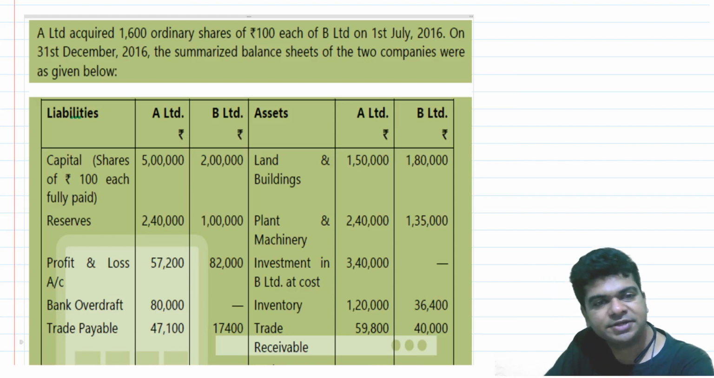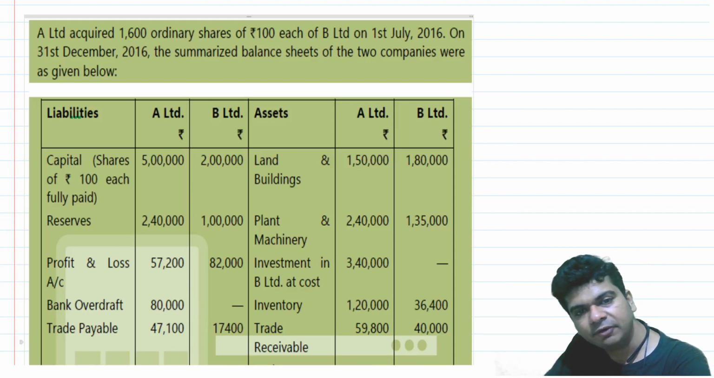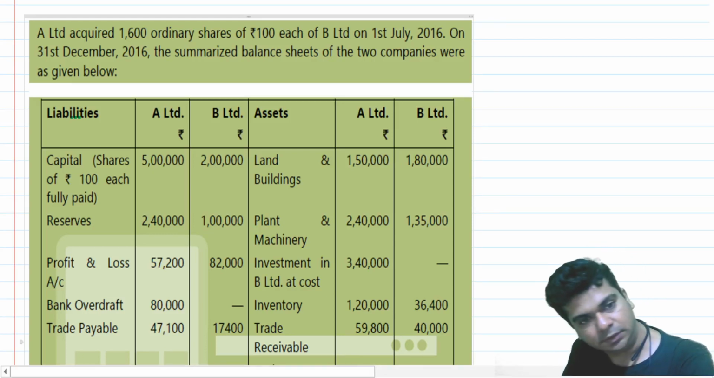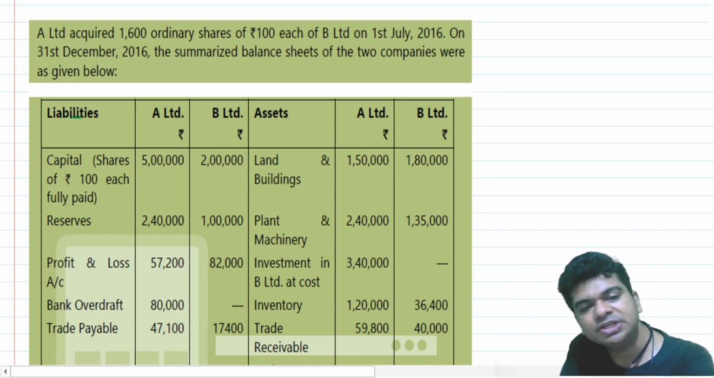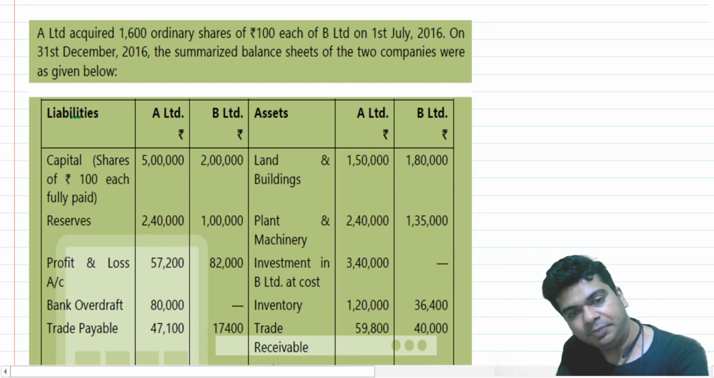A Limited acquired 1600 ordinary shares of rupees 100 each of B Limited on 1st July 2016. On 31st December 2016, the summarized balance sheets of the two companies were given.